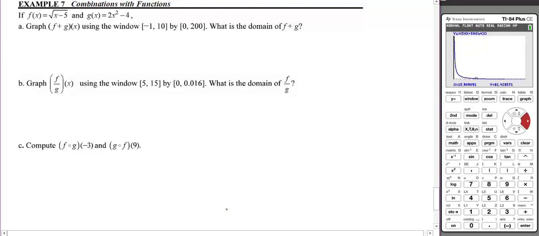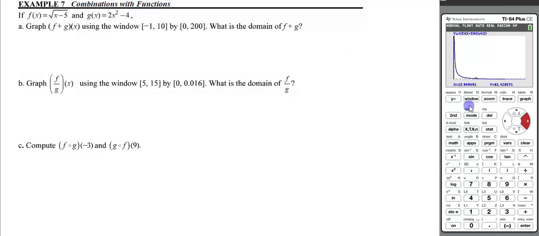Example 7, combinations with functions. If f of x equals the square root of x minus 5 and g of x equals 2x squared minus 4, we first want to graph f plus g of x using this window and then determine what the domain is.